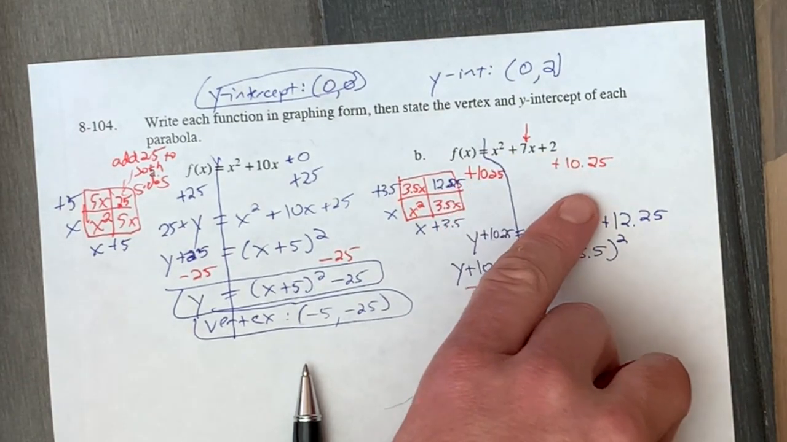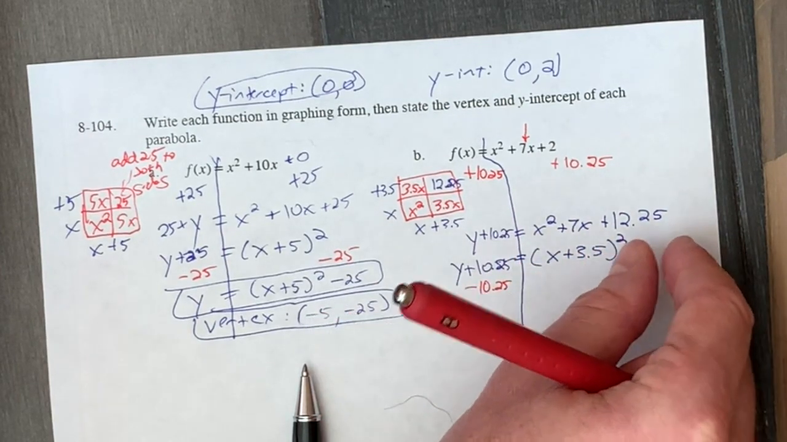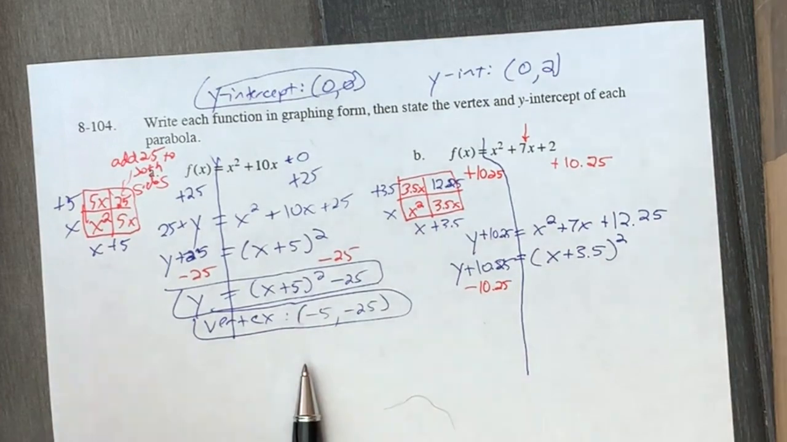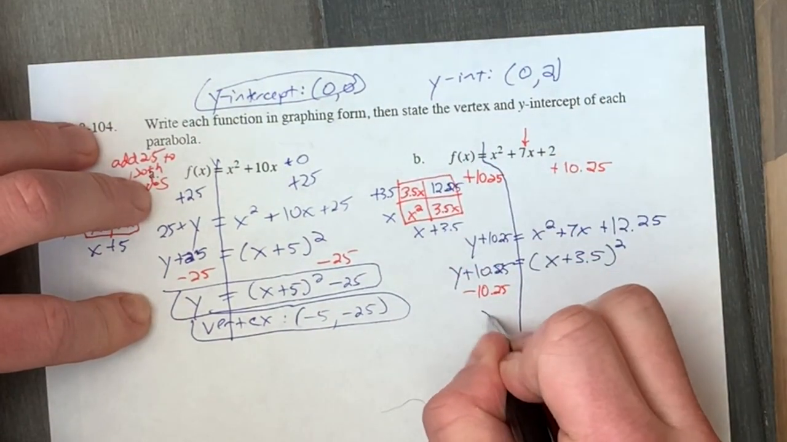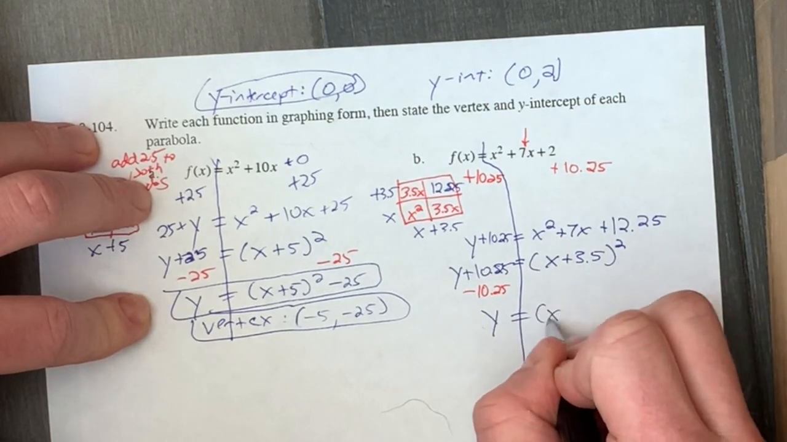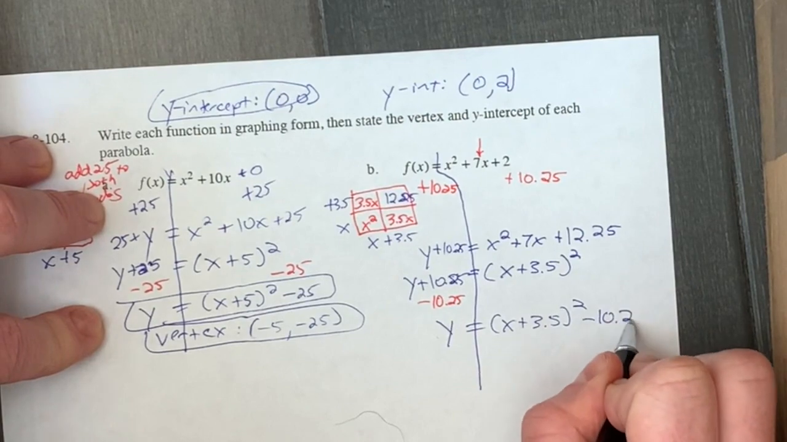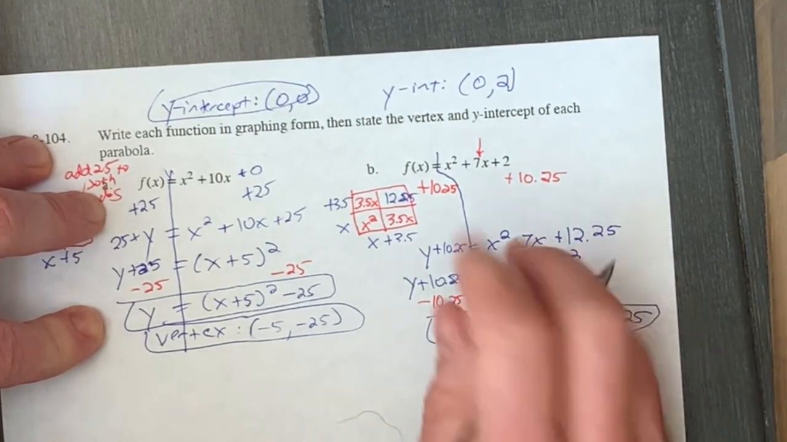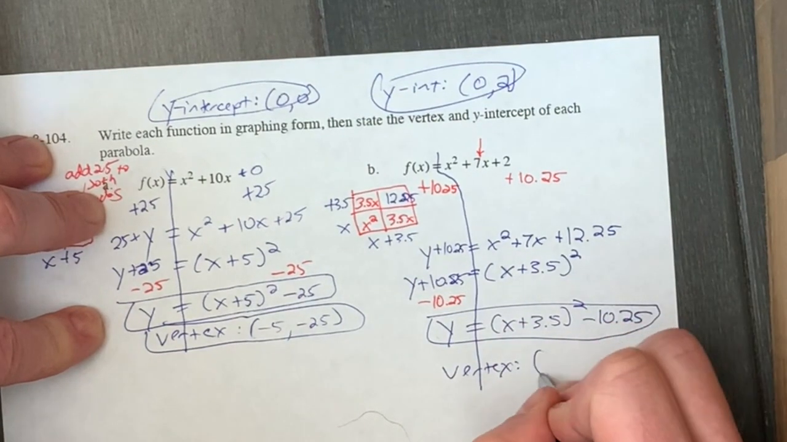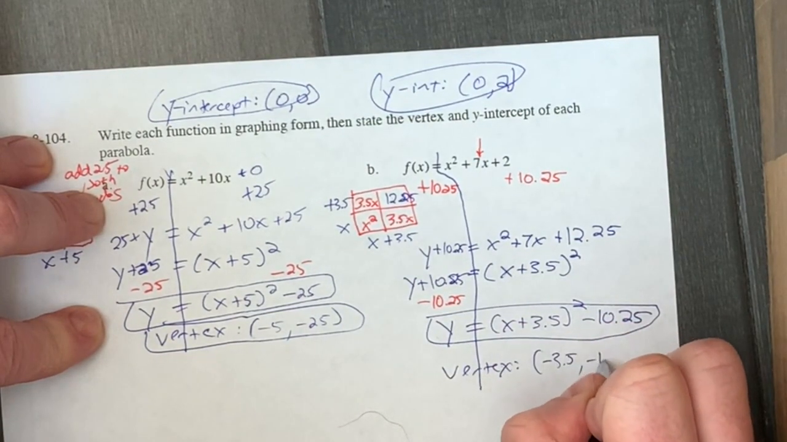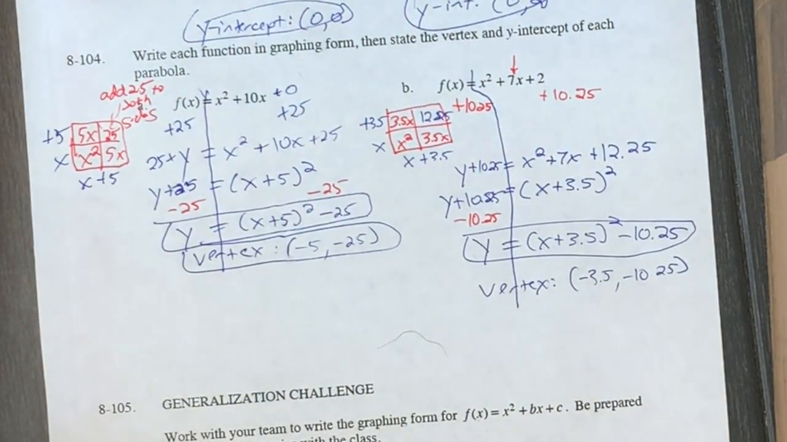We need to take this 10.25 away on the right side so that we have that perfect square hanging out on its own, and then we have a number making it smaller so that we get to the vertex, the true vertex of that original parabola. And it is the same parabola at the end. Vertex form, I already have my y-intercept, and I can write my vertex. There we go, that's B.